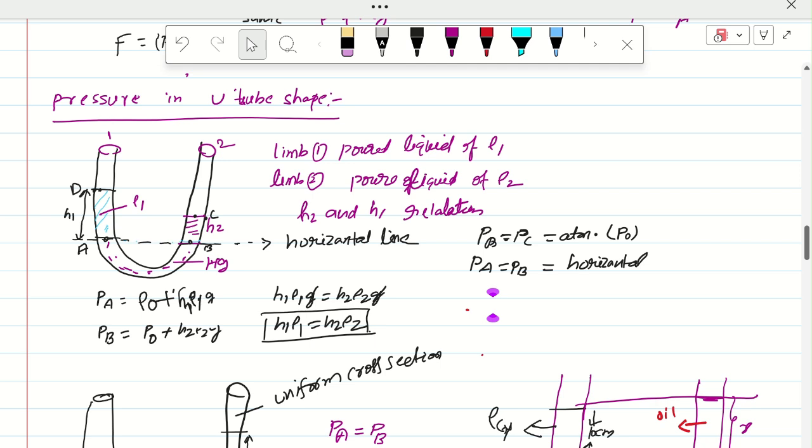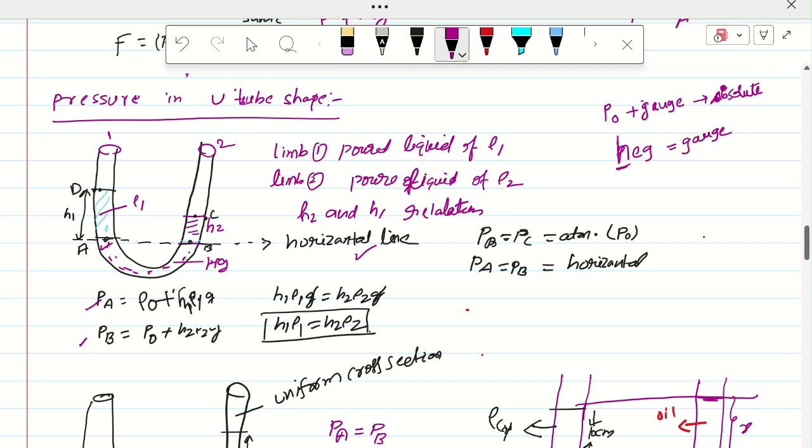According to one property of pressure, on a horizontal equal-pressure line for a static fluid, the pressure everywhere on this line is constant. Means pressure at A is equal to pressure at B. Pressure at A we can find: P naught plus H rho G. If P naught is added, it is called absolute pressure. Only H rho G is due to the column of water, so this is called gauge pressure.